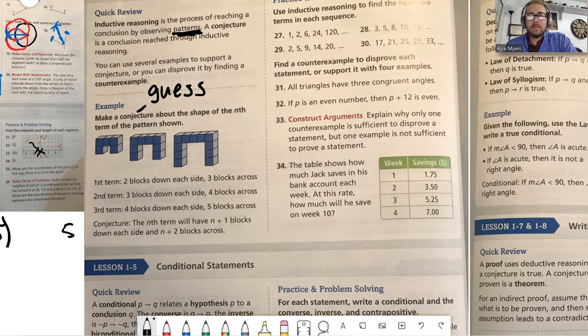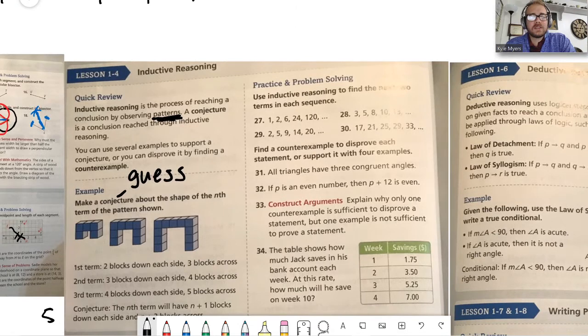Right, so important vocab words, but let's go ahead and jump into the first number here. It says use inductive reasoning to find the next 2 terms in the sequence. Don't go crazy. You don't need to find the 3rd or the 4th or the 5th, just the next 2. And all we have to do is figure out what's going on.